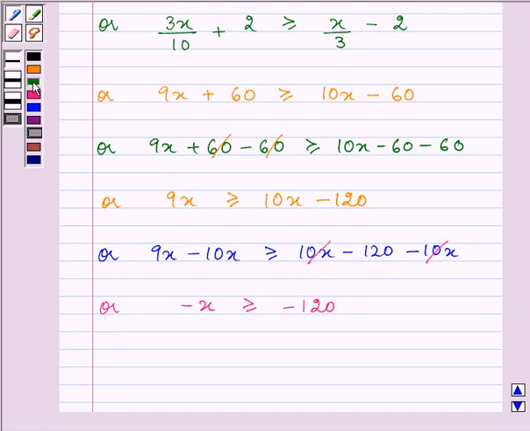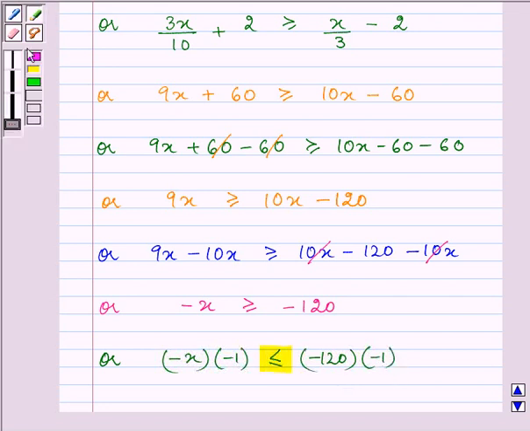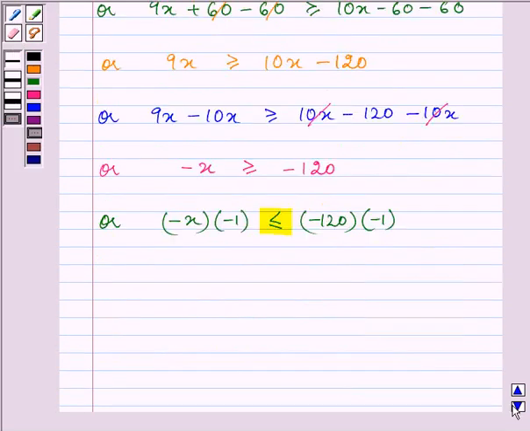Now, on multiplying both the sides by a negative number, that is minus 1, we have a reversed sign of inequality in between. On solving it, we have x is less than or equal to 120.